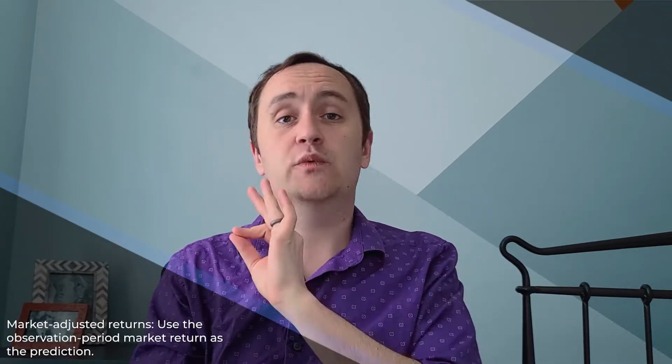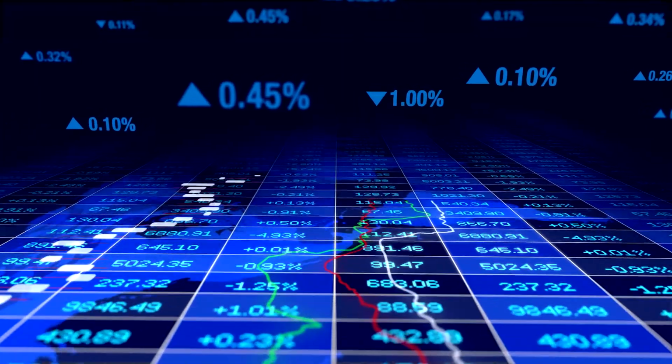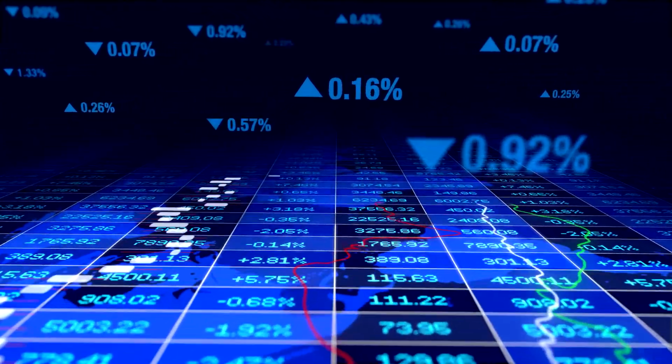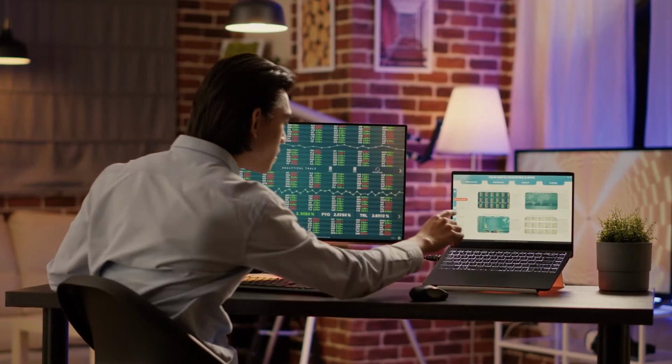All right, the second approach that we can take is called the market-adjusted returns approach. Now, the market-adjusted returns approach is taking advantage of the fact that we have a pretty decent comparison that we can make here, which is the actual market as a whole. So let's say we're looking at Apple stock go up and down over time, up and down, up and down, and we can compare that to the market itself as a whole, right?